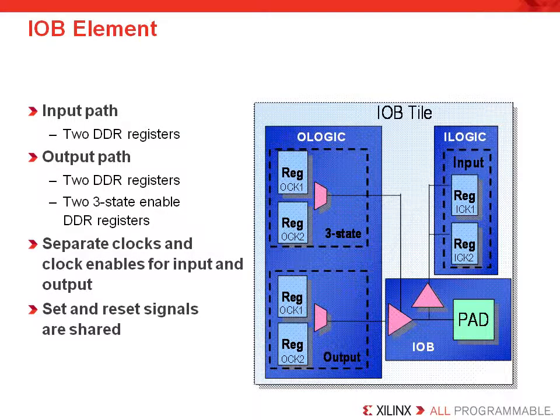The primary use of the IOBs is for registering data. In this slide, you see that there are 6 registers associated with the IOB to support the use of double data rate applications. As you can see, there are 2 registers for input, 2 for output, and 2 for 3-state enable. However, the IOB can still be used for single data rate applications just as easily. Each register supports separate clocks and clock enables for input and output, but the set and reset signals must be shared. To clock the DDR registers, remember that you can use any pair of the PLL outputs that are 180 degrees out of phase, such as the CLKOUT 90 and CLKOUT 270 outputs, likewise the CLK2X and CLK2X phase shifted by 180, or even the CLKFX and the CLKFX phase shifted by 180.